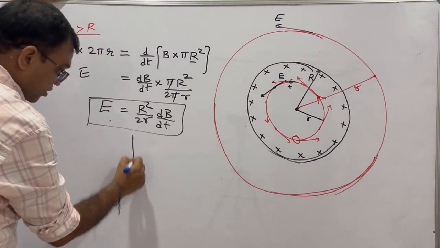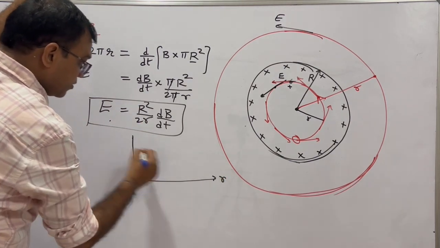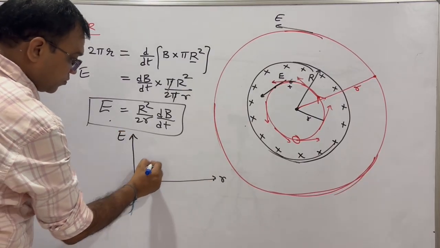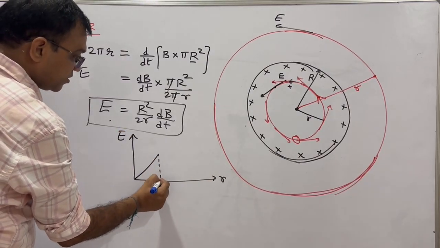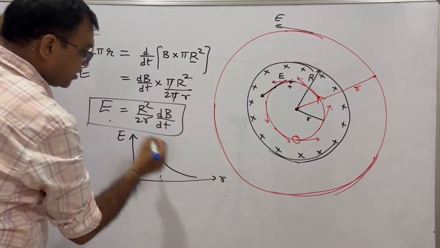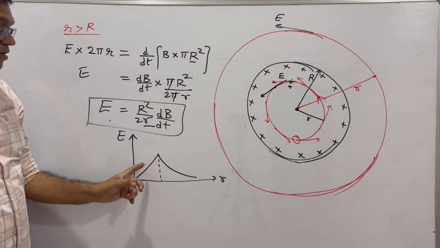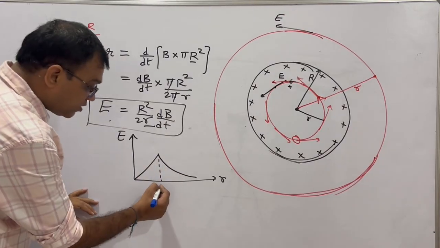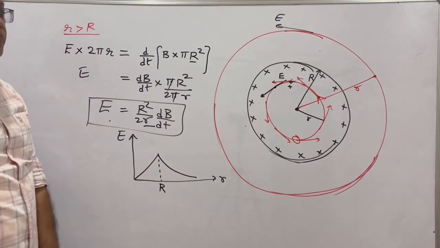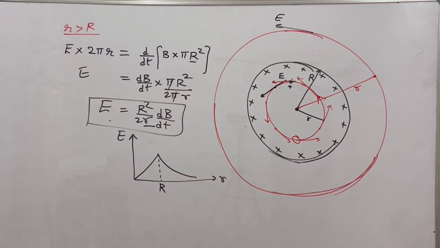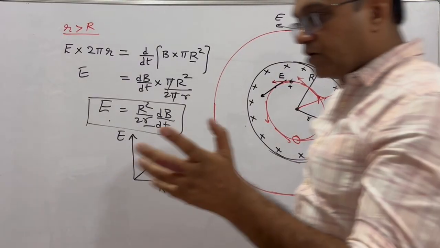So if I draw the graph of field versus r, for the inside point it is r by 2 dB by dt, and for the outside point R squared dB by dt upon 2r. It is a linear function up to here, and here it is capital R, right? This is about the induced EMF and induced electric field.